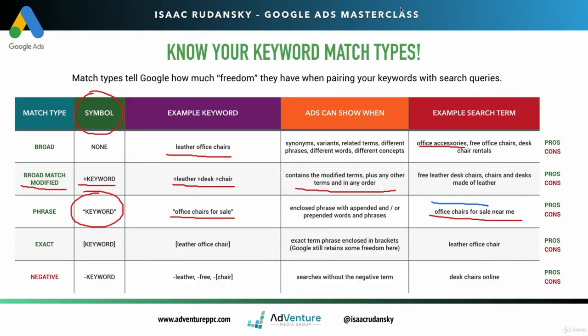Exact match, which tends to be people's favorite, although it's certainly not my favorite, gives you the most control over your search terms, over your keywords. And the symbol for exact match is brackets. Not the squiggly brackets, the regular brackets enclosing your keyword. So for example, let's say we have a keyword leather office chair enclosed in brackets. That's what it would look like when I load it into my ad group. Ads can show when the exact term or phrase enclosed in brackets is what the search term is.